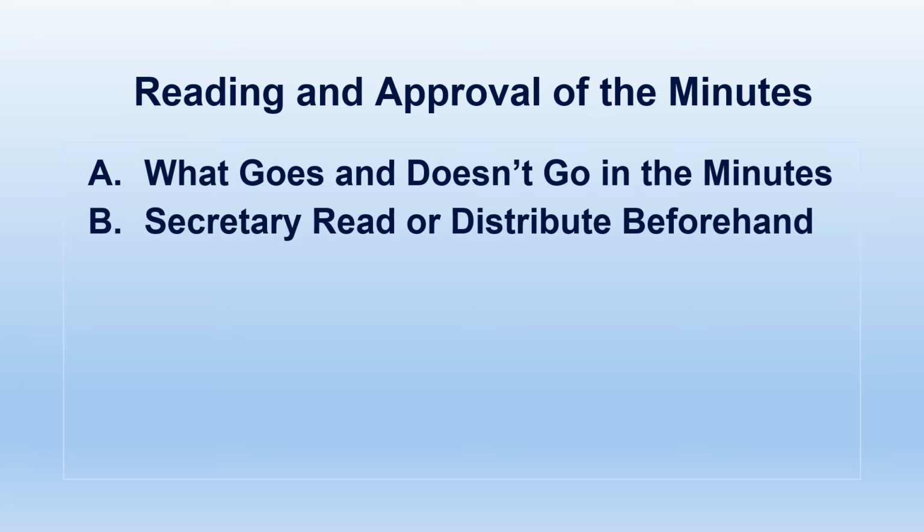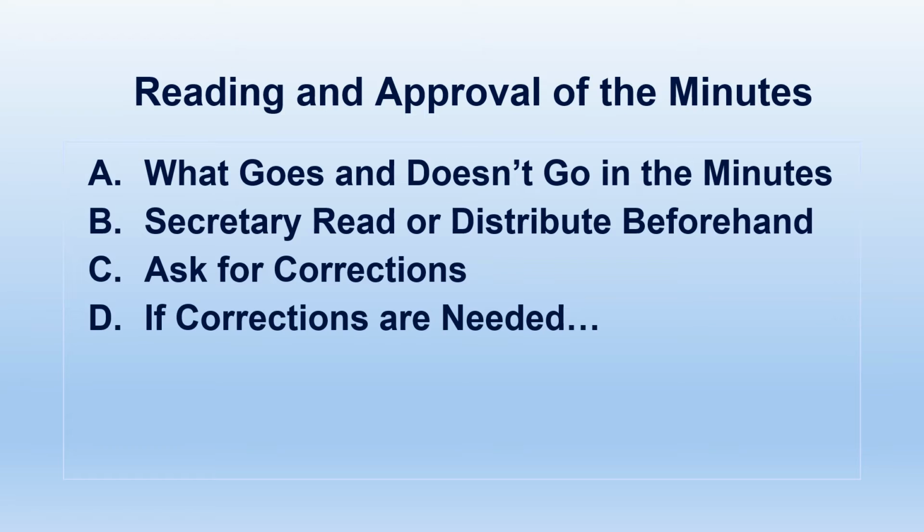Under the normal procedure, the secretary would actually read the minutes before approval, but if the minutes were shared before the meeting, then there's no need to read the minutes. The presiding officer then asks if there are corrections to the minutes. Usually there are no corrections. At this point, the presiding officer indicates that the minutes are approved. There is no need for a motion and second to approve the minutes.